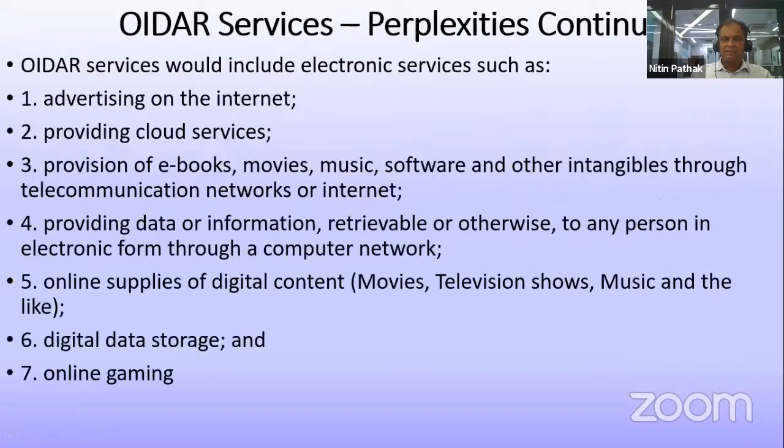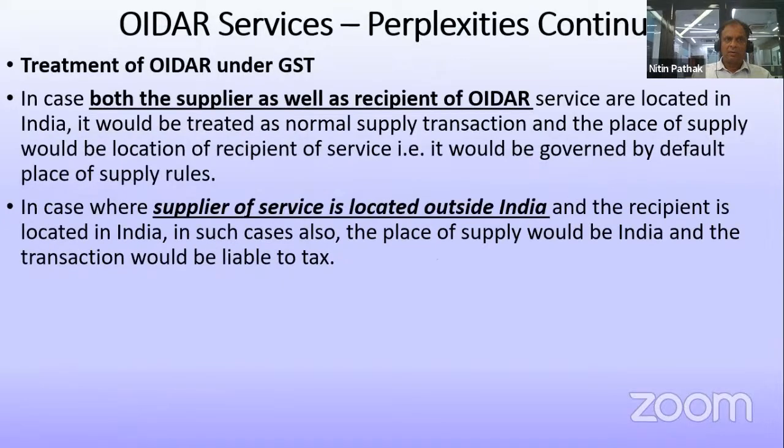So what are the kinds of services? This is exemplary, which I have provided so that you will know where OIDR is covered and what the perplexity issue is. There are basically three things: the supplier, the recipient, the place of supply, the place of the recipient, the kind of services, whether digital, what type of services, and where exactly the delivery of goods or services is made. So there are four or five things.